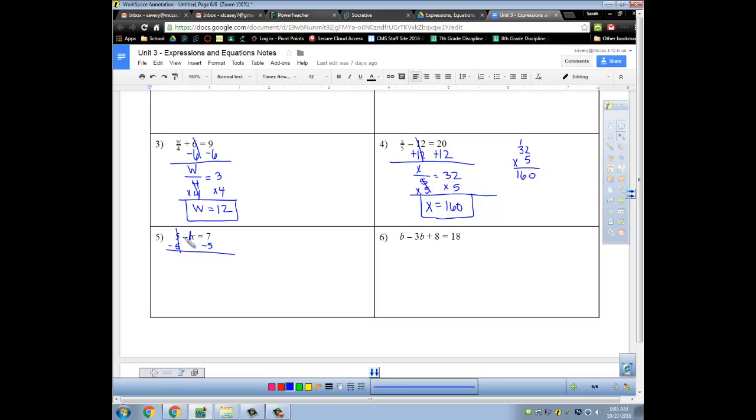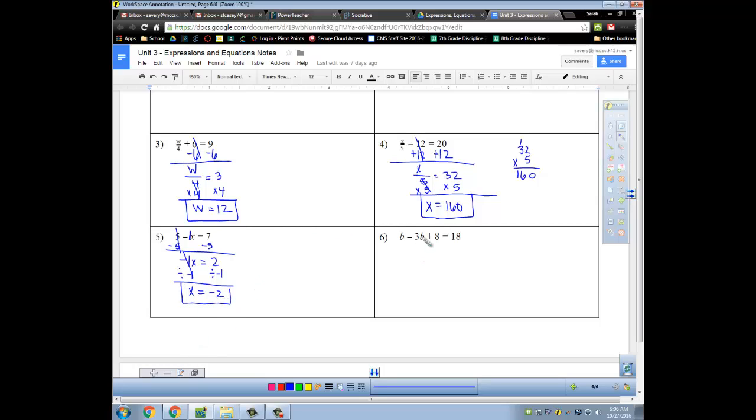Now, notice it says minus 1x, so negative 1x. So I'm going to bring that down. So don't ignore that that's a minus or a negative sign. 7 minus 5 is 2. And then that's negative 1 times x, so divide both sides by negative 1. We get x equals negative 2.